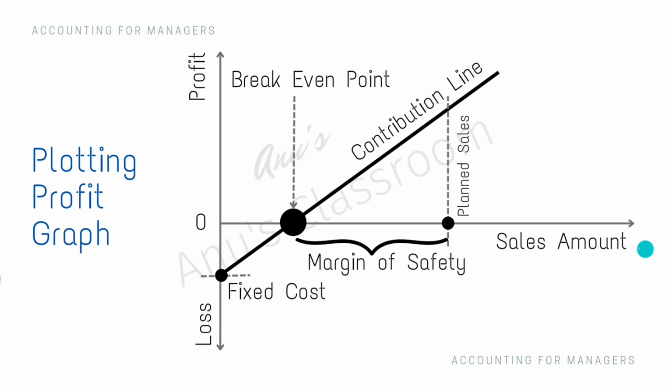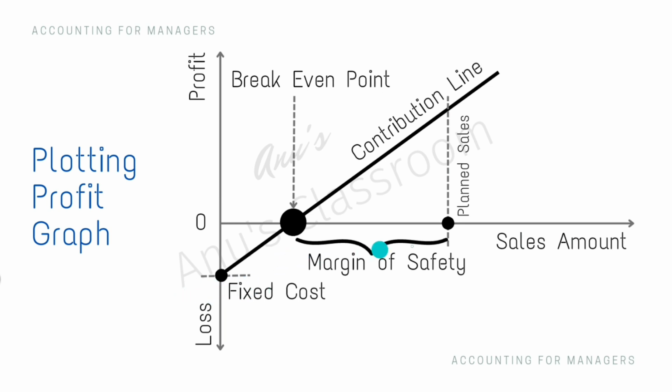So in the x-axis, we plot the sales amount, okay, and the y-axis is actually the revenue. So if the revenue is more than the sales amount, we get profit. If the revenue is less than the sales amount, we are having a loss. And when we plot this contribution line, wherever the contribution line intersects the sales amount line, we get the break-even point. Further extend it, and where it meets our y-axis is the fixed cost.